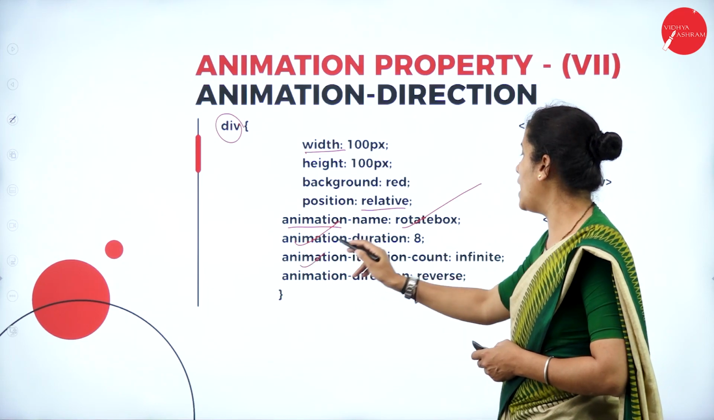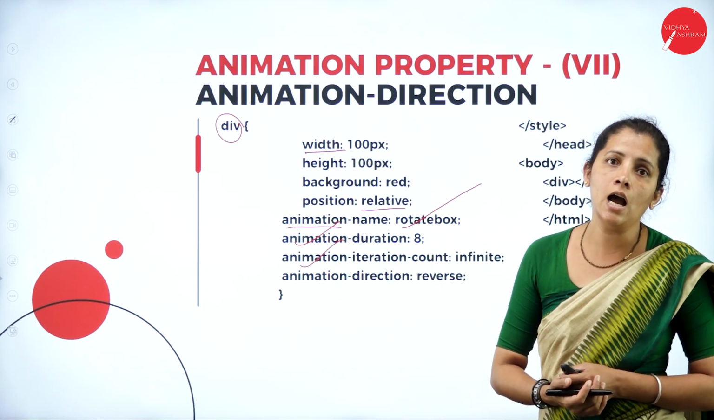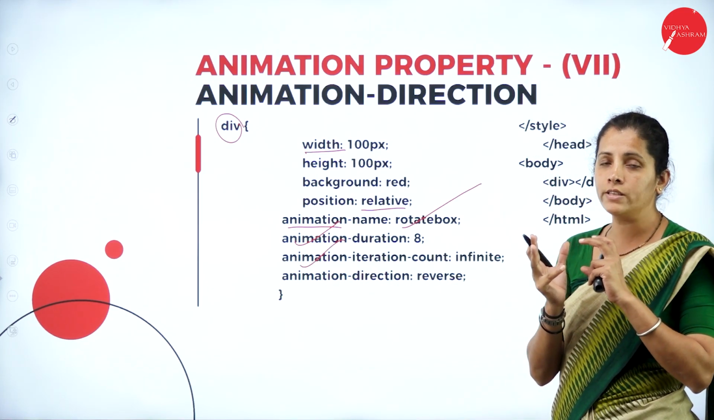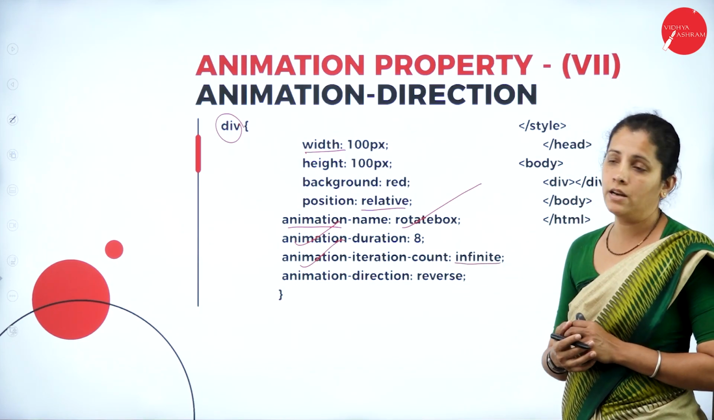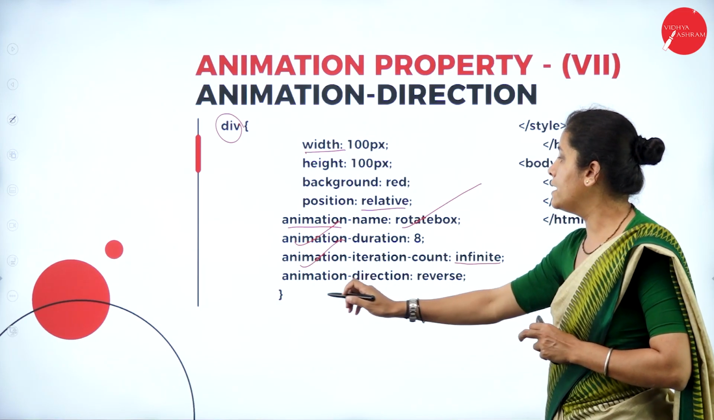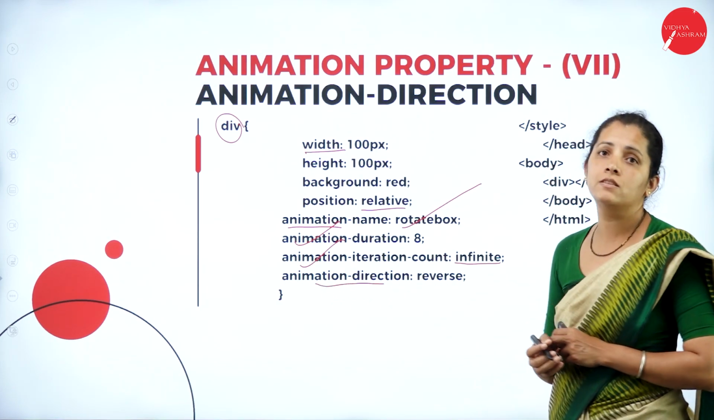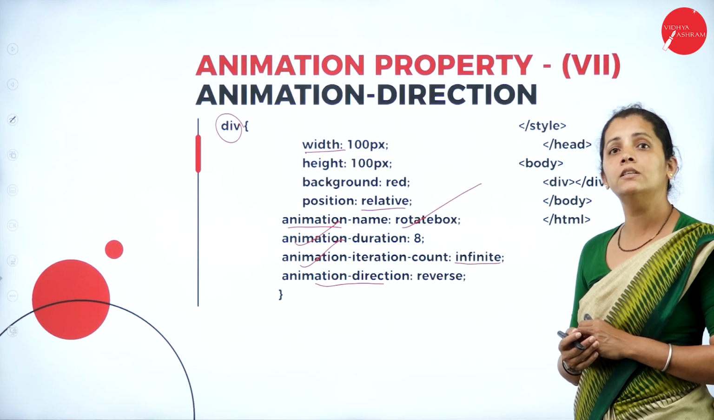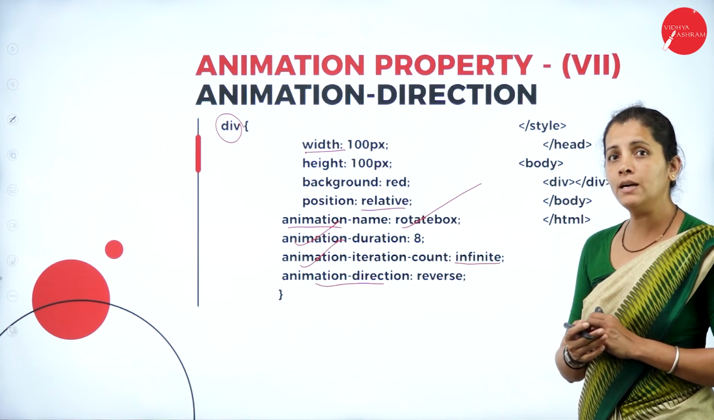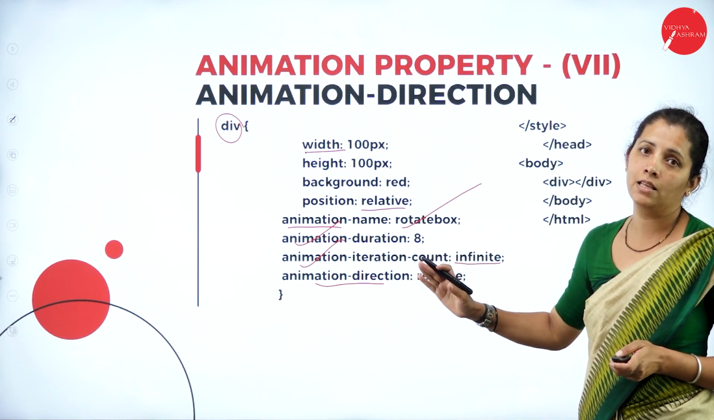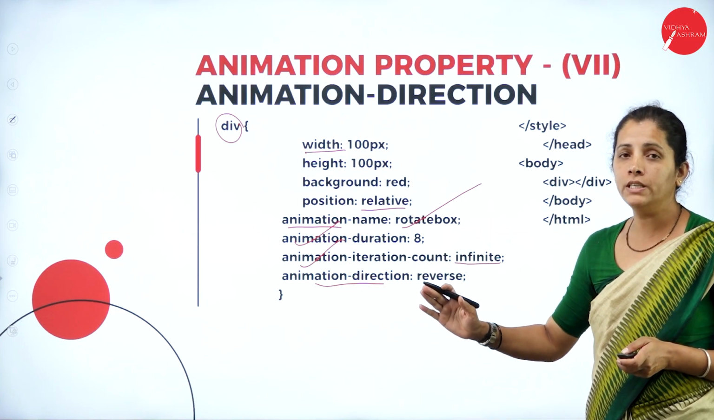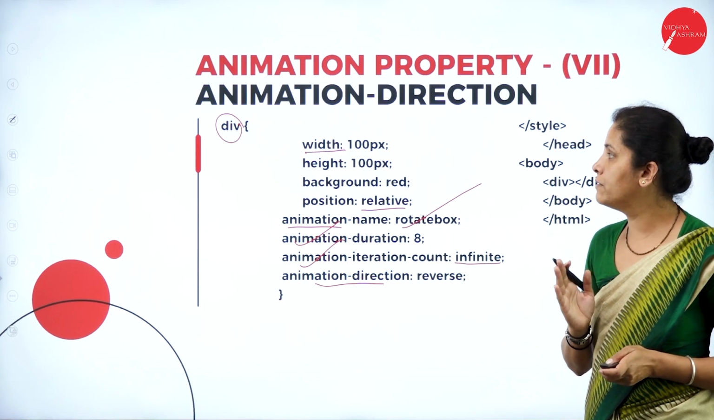Then I'm going to have the animation iteration count. I want to rotate the box an infinite number of times, so my value is infinite. And the animation direction is reverse. Reverse in the sense what? It is backward. Normal is forward, and reverse is backward. The object is going to move backward.